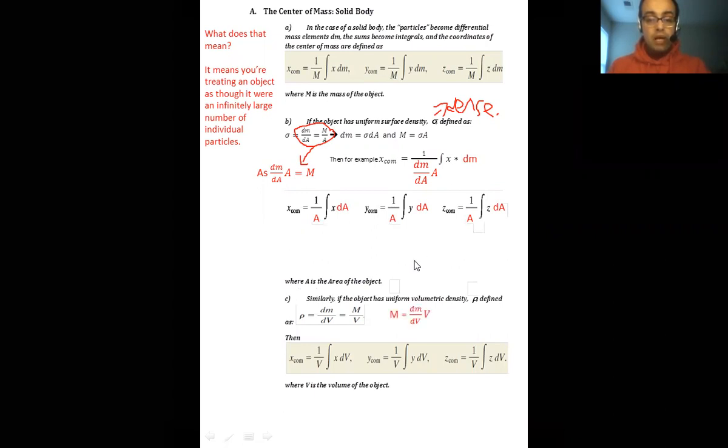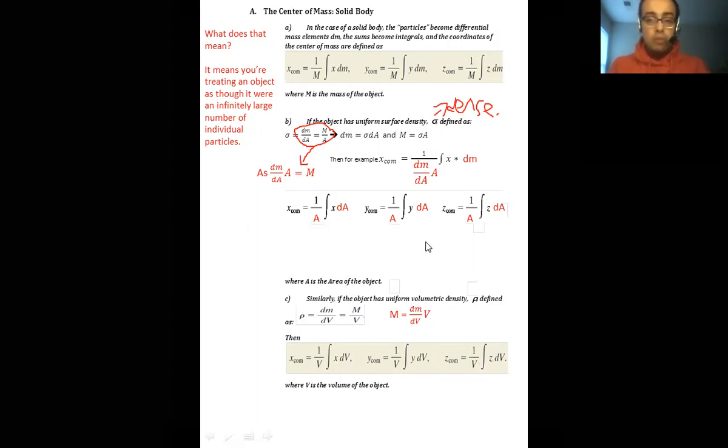We can do something analogous in the volume, or when we're dealing with the volume density. So again, we rearrange to solve for m here, and then we find that the center of mass is given by 1 over v integral x dv, the y center of mass 1 over v times the integral of y dv, and z being 1 over the volume times the integral of z dv.